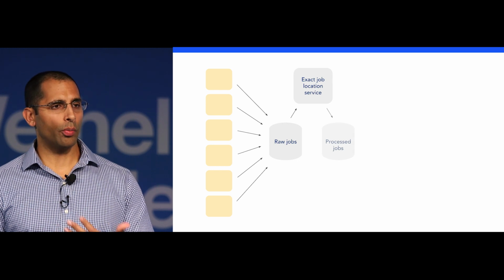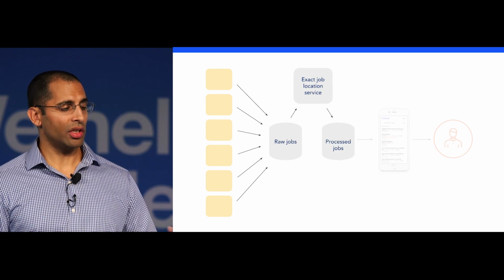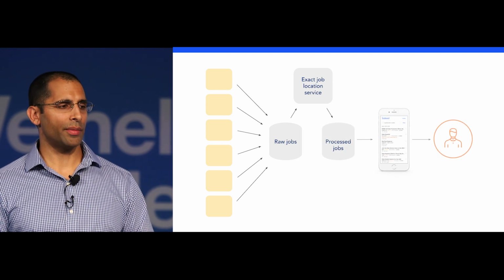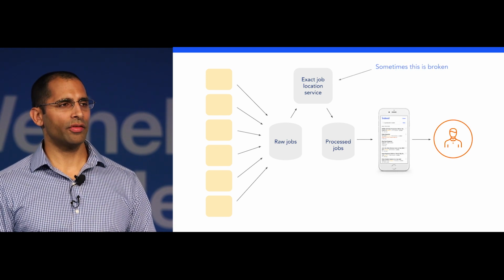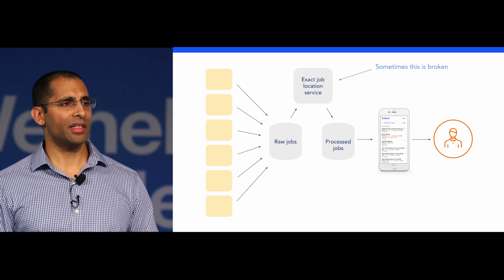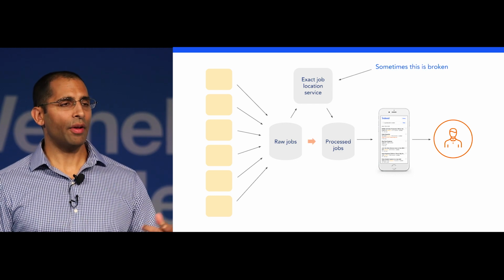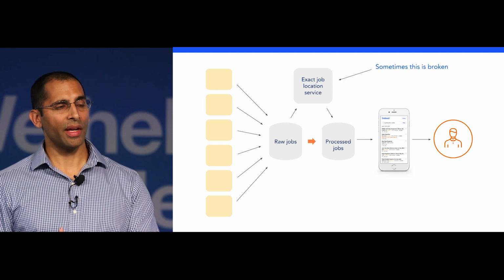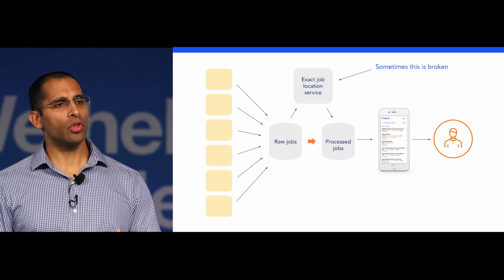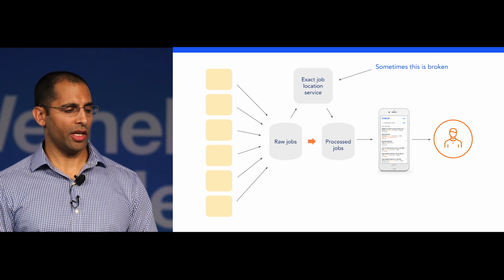We then feed that into a process jobs database, which delivers them to our search site and to the job seeker. The thing is, sometimes this exact job location service is broken. Sometimes it doesn't work. So we have a pass-through from the raw jobs database to the process jobs database that skips that. So we don't do the exact refinement of the location.